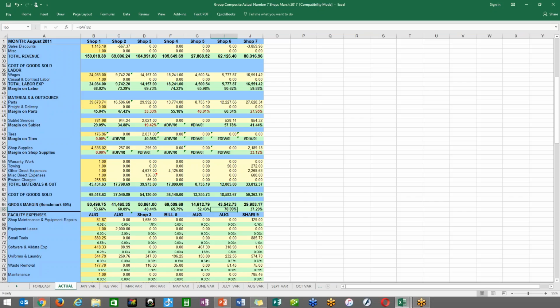By the way, to be clear here, this was August. So this was August for every one of these shops. They took their data from August and sent it to us. So instead of looking at August, in September, October, November for your own shop, here we're looking at everybody for all the same data, shop 1 through shop 7. This group had 7 shops.